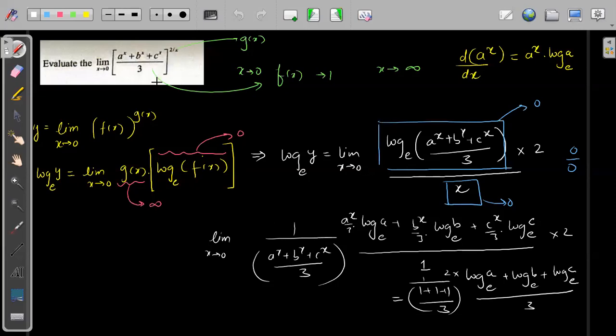In the paper, when the answer was given, right? The other method was expanding a to the power x, b to the power x, c to the power x. One way you can do it like that, and this is another way. It is okay if you know more than one way. Can all questions be done in differentiation form? Yes, you can, if differentiation is easy.